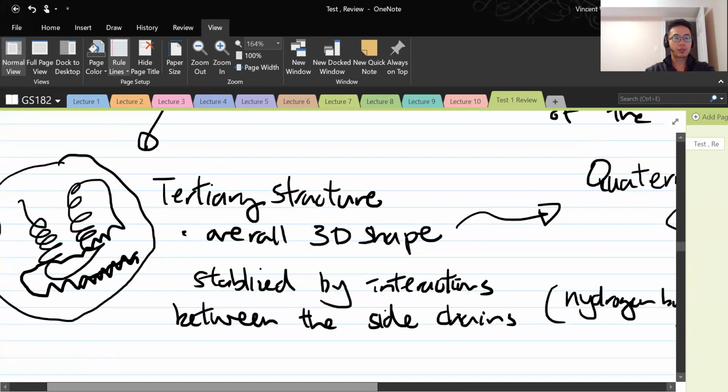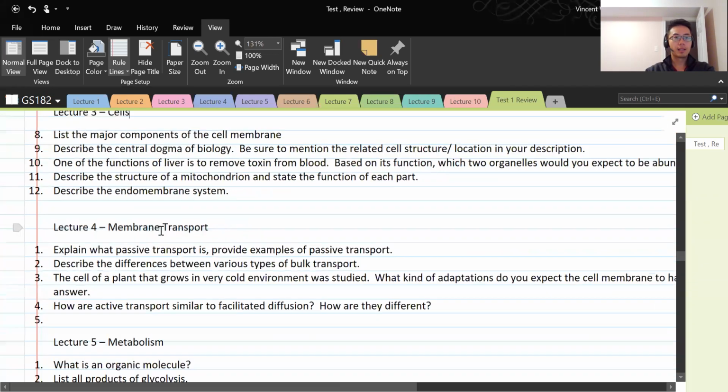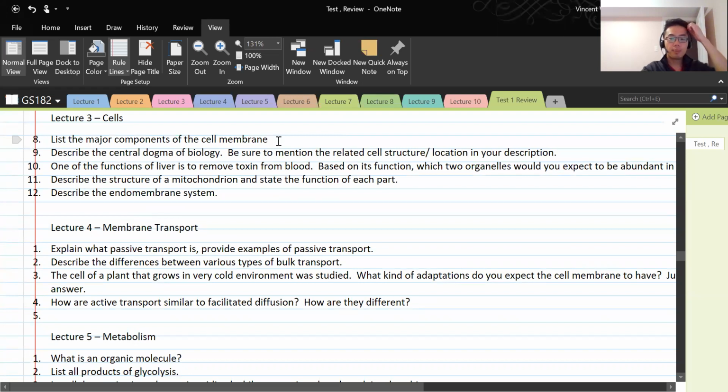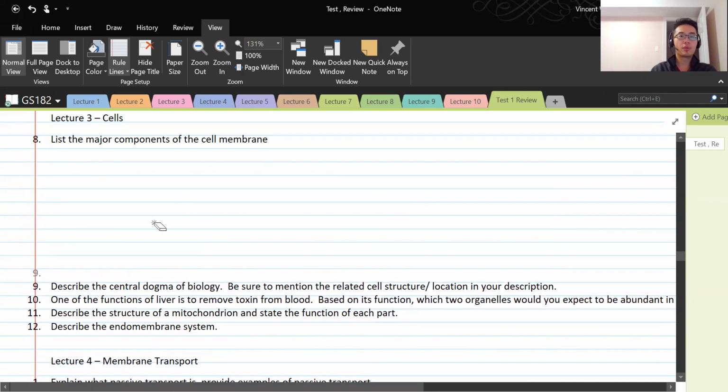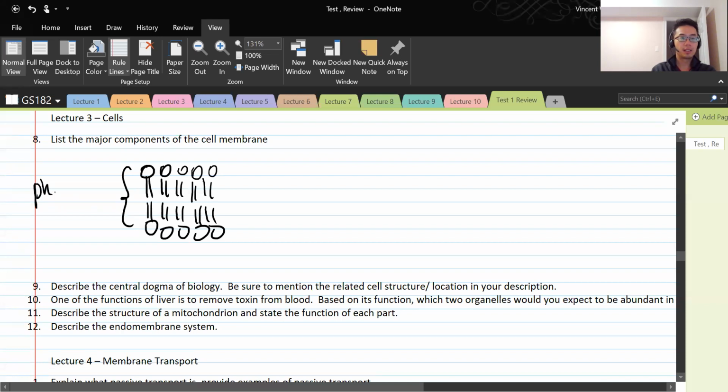Cells, that's lecture number 3. List the major components of the cell membrane. That shouldn't be too hard. First of all, the major component, I would say 90% of the entire membrane, would be the phospholipid bilayer.